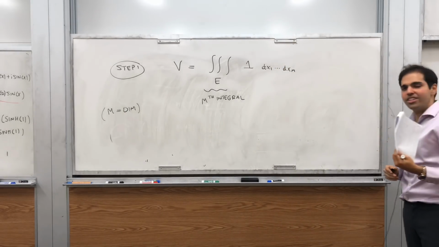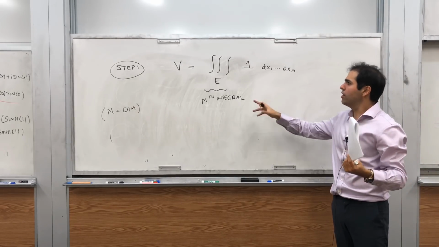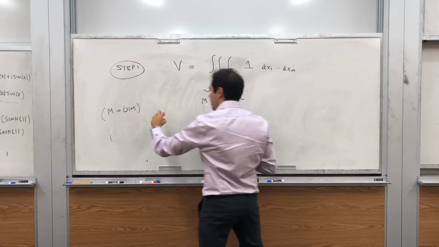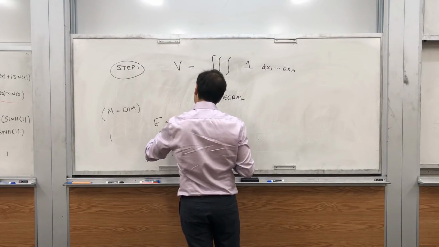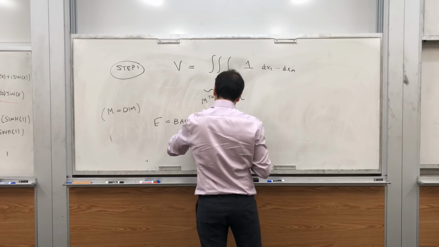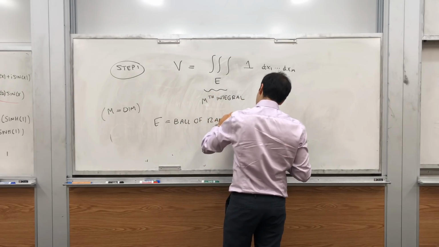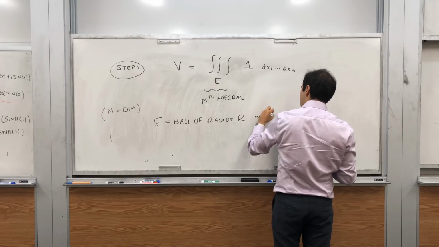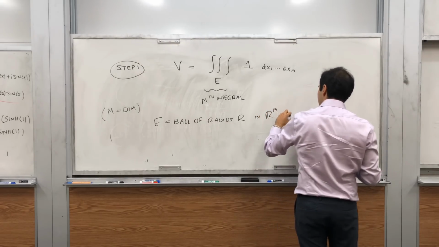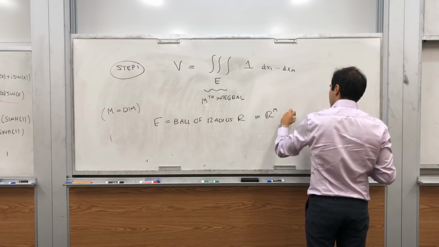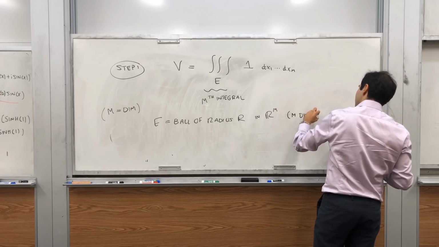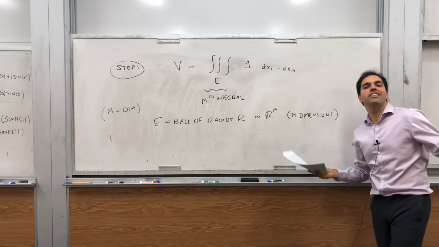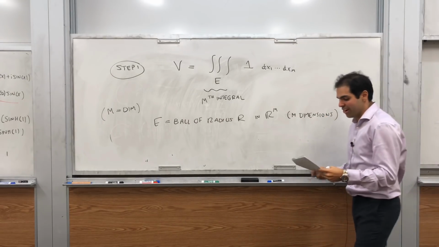Again, in 3 dimensions, the volume of a ball is a triple integral of 1 over that ball, where again, E is just a ball of radius r, capital R in R^m, so in m dimensions. Ball, if you want centered at 0, but it doesn't matter, any ball of radius r works.